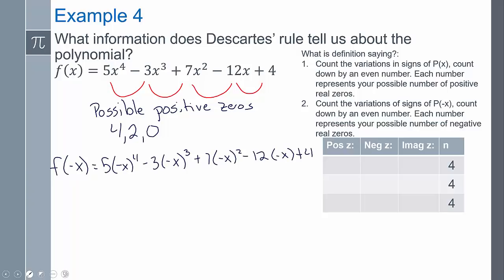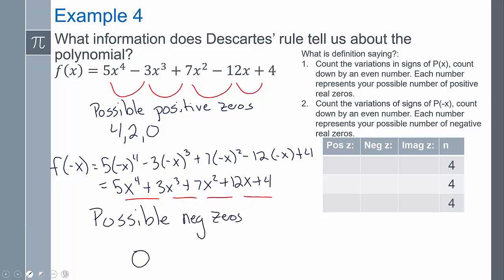So I plug in a negative. So negative x, negative x, negative x, negative x. Now I want to simplify it. Negative to an even, nothing changes. Negative to an odd, changes. Negative to an even, nothing changes. Negative to an odd, changes. And that's the same as well. So we count it. Nothing changes, right? There are no variations in sign. The sign doesn't change here. So 0 possible negative zeros.